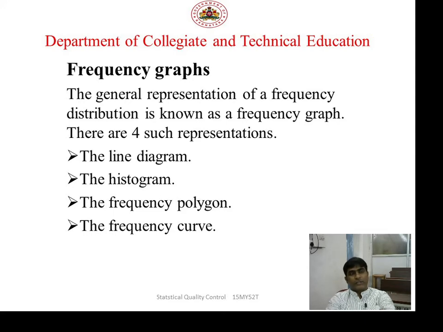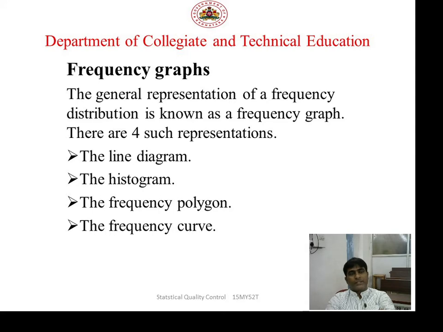Next comes the frequency polygon. In frequency polygons, the points are marked according to the midpoints, and the height of each point will be equal to the frequency of that class. So different points are obtained, and these points are joined through straight lines. Here we are joining the various points in the distribution with straight lines. That we call a frequency polygon. Frequency polygons are the ones where the points on the graph are joined by straight lines.